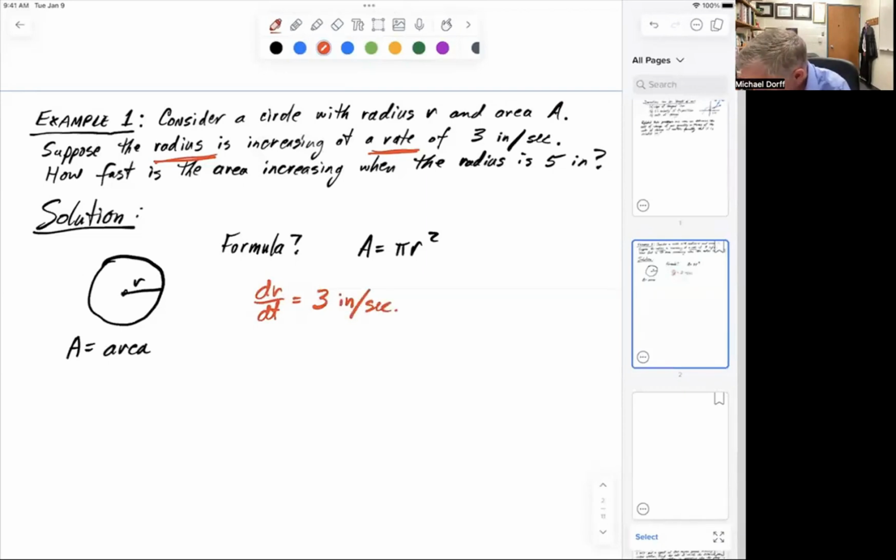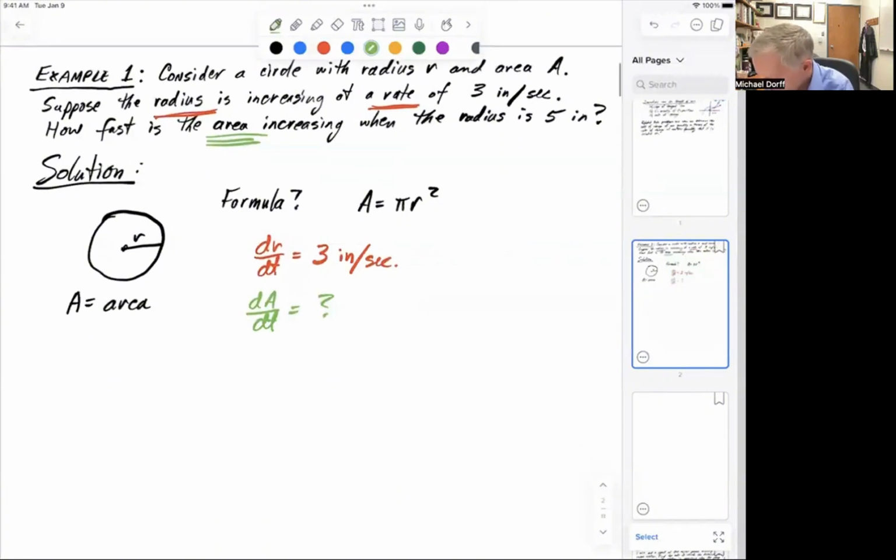What else is changing? Well, the area is changing with respect to time, and that's going to be dA/dt. That's what we don't know. That's what we're trying to find. So again, we have these two rates, the rate of the radius changing and the rate of the area changing. That's why we have a related rates problem, because they're both dependent upon each other. They're both rates of change, and we can represent the radius changing as dr/dt and the area changing as dA/dt.